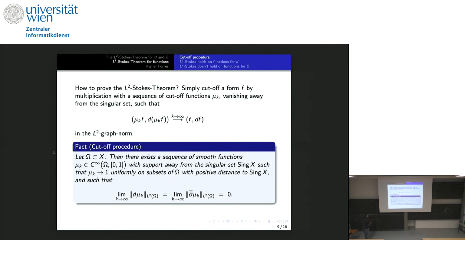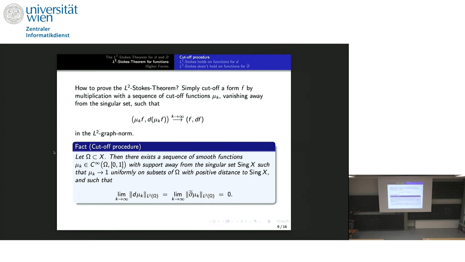Maybe I should write it here again. Okay, what is clear by Lebesgue's dominated convergence, if you cut it off with these functions here, then in L2 this goes to f. If you consider the d bar of this thing, then you have a good part and a bad part. So for convergence in the graph norm, this here is just again by Lebesgue in L2, that goes to d bar f.